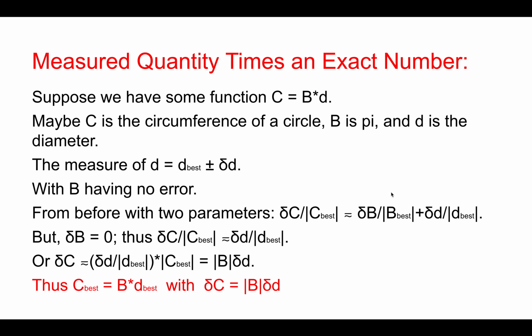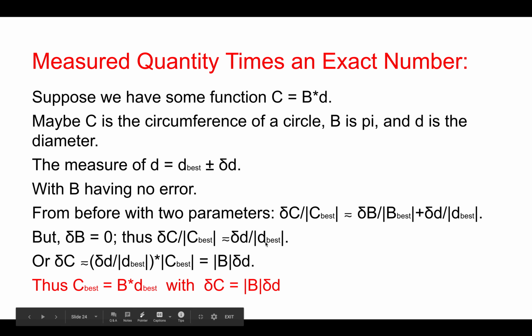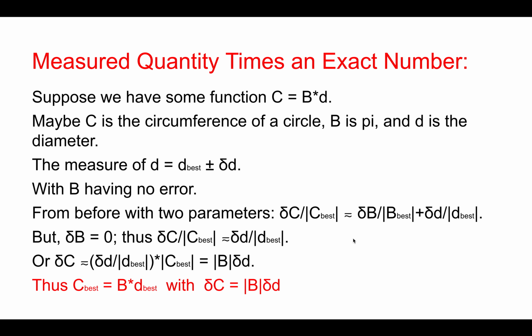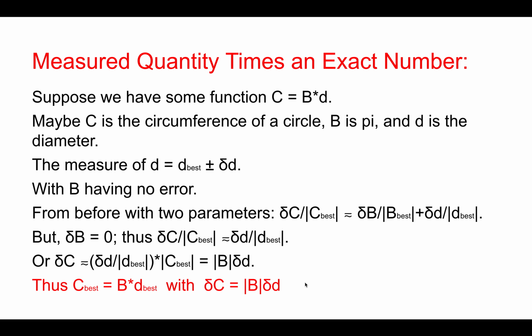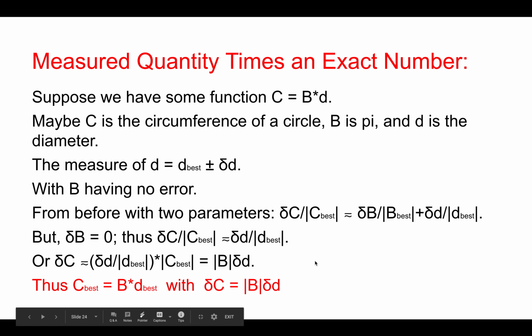Add the fractional uncertainties, but the uncertainty in B is 0, so this term here is 0, which makes your life a whole lot easier. So we just have this term equal to this term, and then we multiply through by C best. C best is just B times D best. Again, there's no error in B. The uncertainty in C is just the magnitude of B times the uncertainty in D, because we multiplied through by C. Does that make sense? Yes.